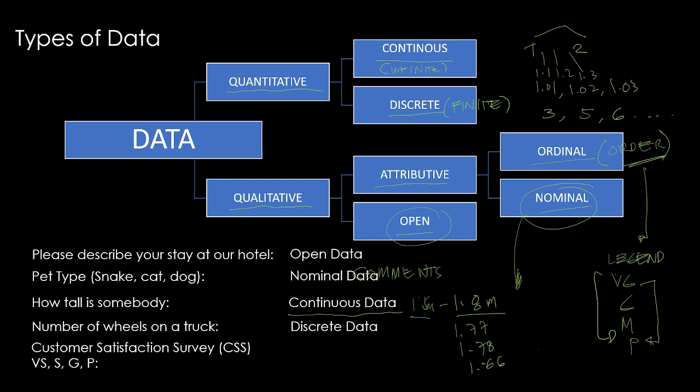This one, customer satisfaction survey or CSS. We have very satisfactory, good, and poor. What is this type of data? Attributive, ordinal. Attributive, ordinal, because this has an order. It has a range of very satisfactory, satisfactory, good, and poor.